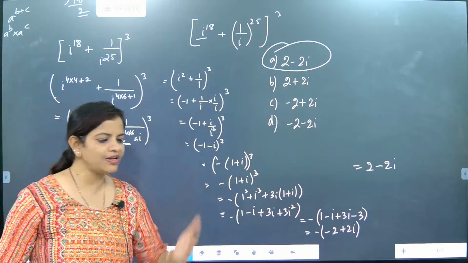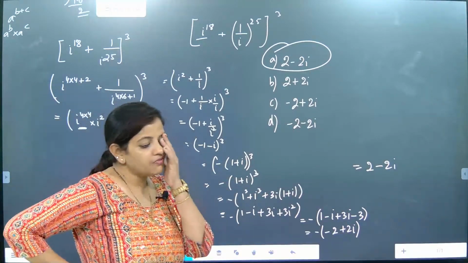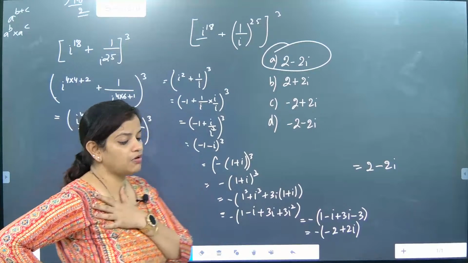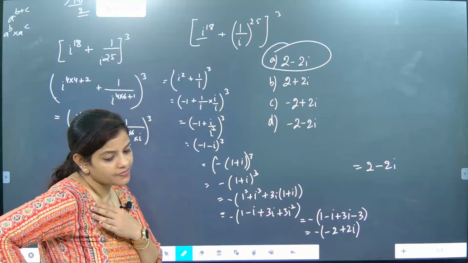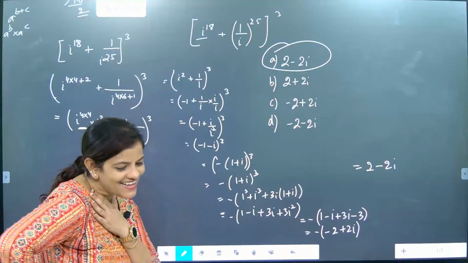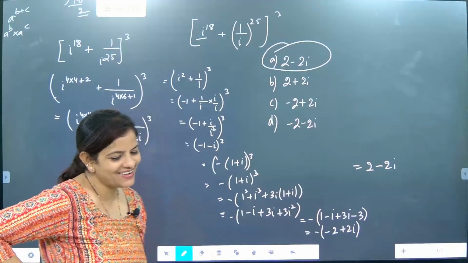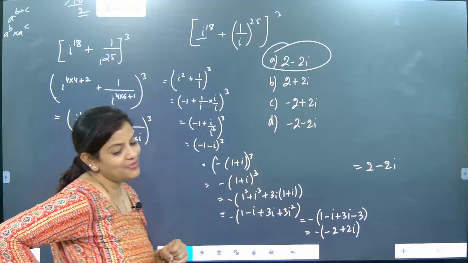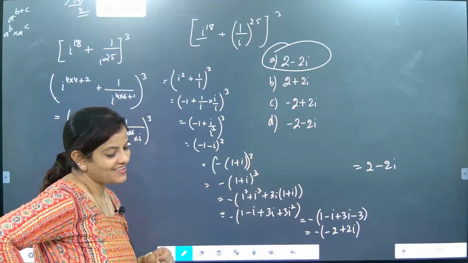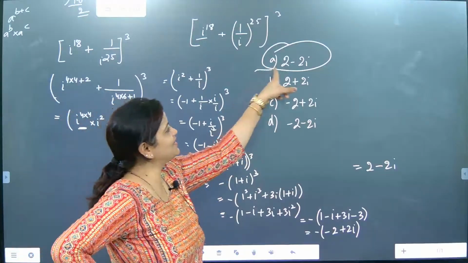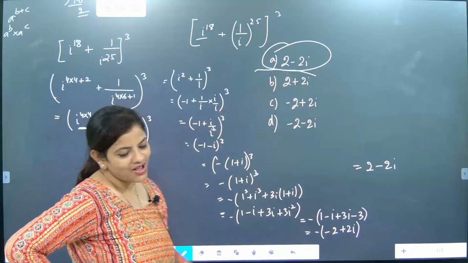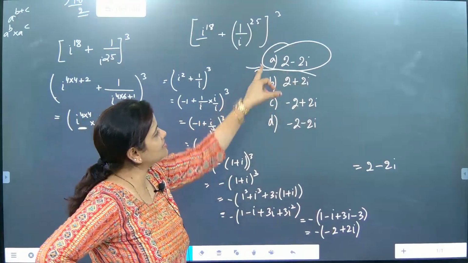A little plus-minus mistake means the entire pillar will collapse. So you need to be very careful when you are solving. Understood? Yes, Gavin. You made a mistake, Gagan. You wrote 2 plus 2i. The answer is 2 minus 2i. Remember this. Don't be very happy. You are getting option B, but the answer is option A.